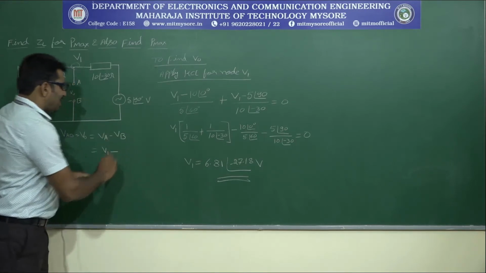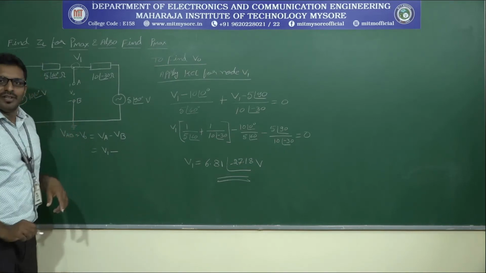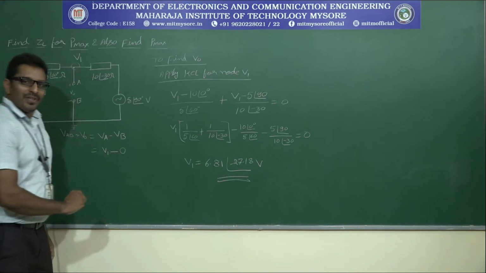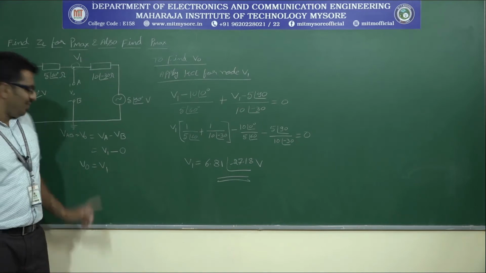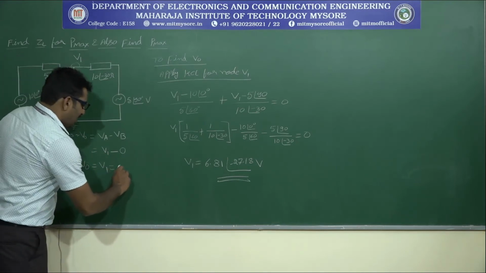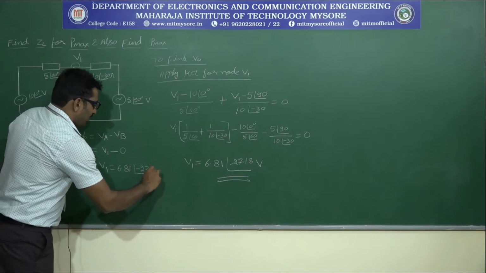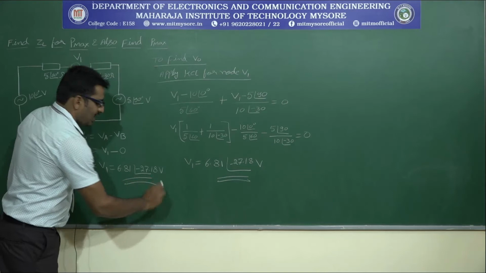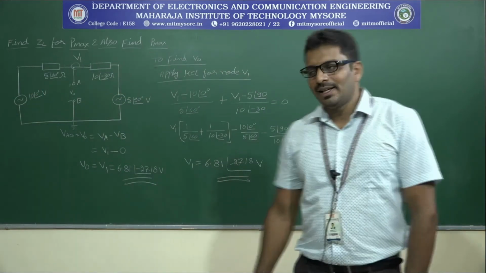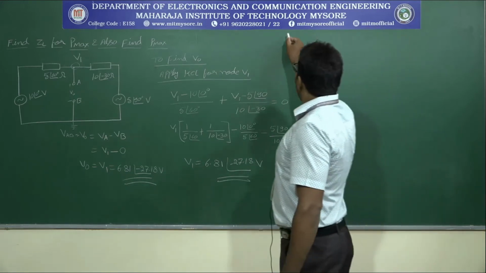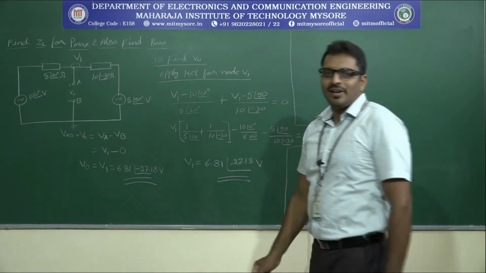Next, minus, what is VB? VB is directly connected to ground. Then what is VB? 0. Therefore, V0 is nothing but V1. How much? 6.81 at an angle minus 27.18 volts. This is nothing but Thevenin's voltage. Is it clear? Next, after finding V0, we need to calculate Z0, right?